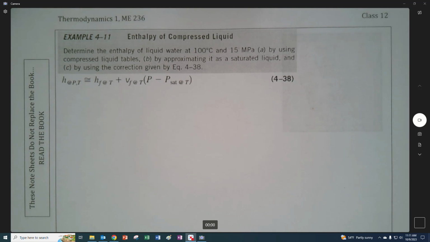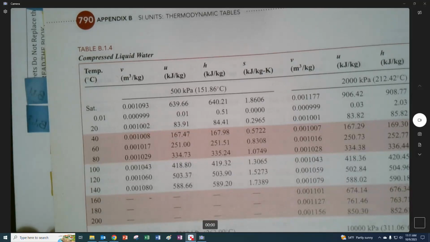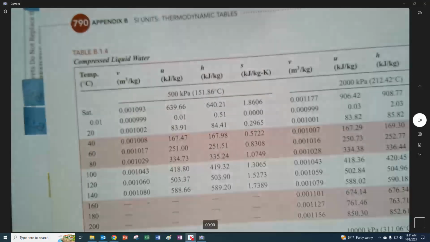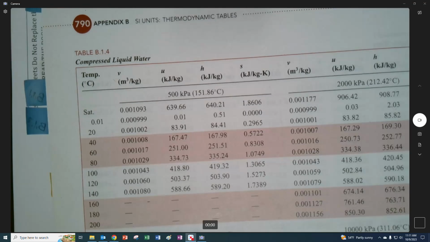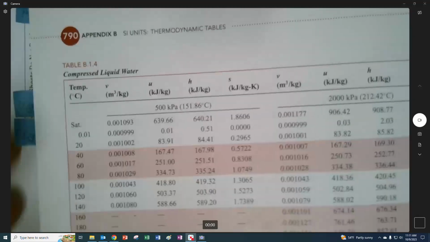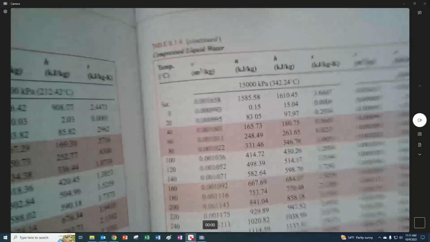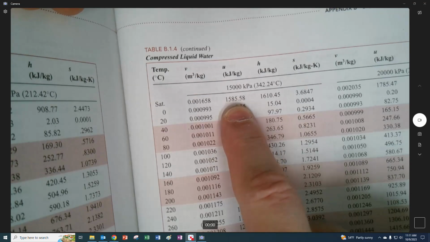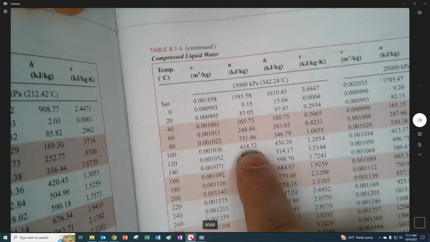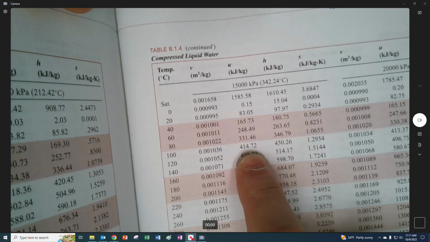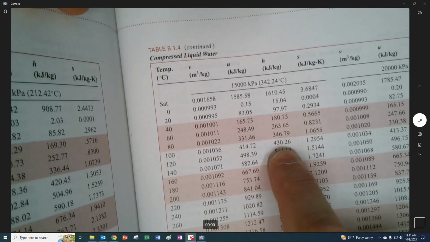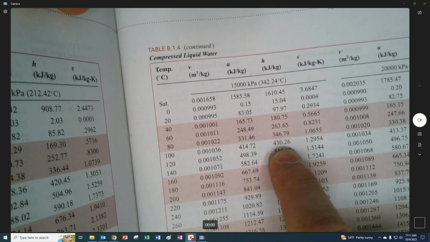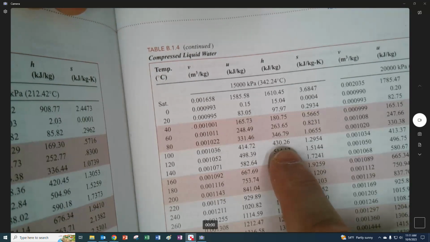So that's table B.1.4 right here. You see 500 kPa, 2000 kPa, but we're looking for 15,000 kPa right here. That's 15 megapascals, and we're looking for 100 degrees. We're looking for enthalpy right there. So we have 430.26, which is the exact right answer. So let's write that down.